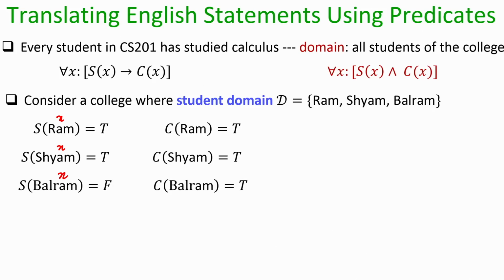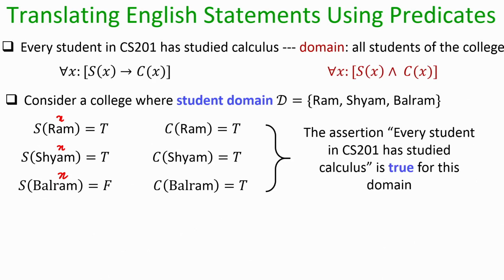And say in the same domain Ram, Shyam and Balram, all of them have studied calculus. That means the proposition C of Ram is true, C of Shyam is true and C of Balram is true. Now, you can see here that in this domain indeed the assertion that every student in CS201 has studied calculus is true, because you check Ram has enrolled for CS201 and indeed he has studied calculus. Shyam has enrolled for CS201 and indeed he has studied calculus.